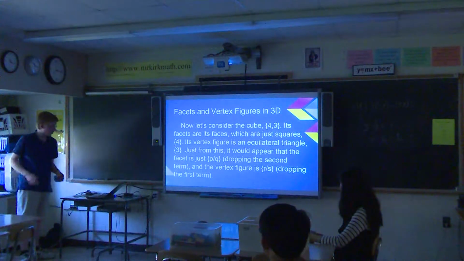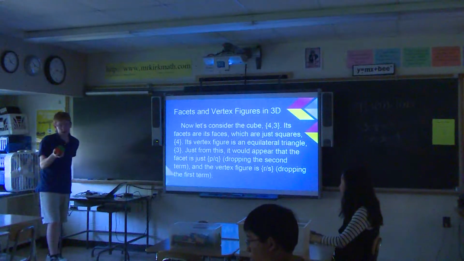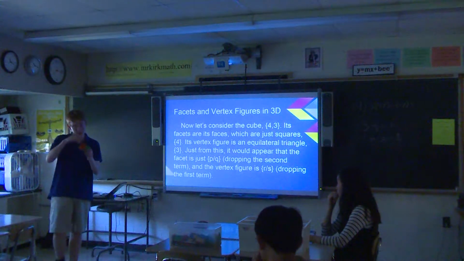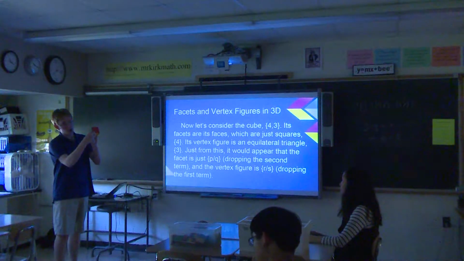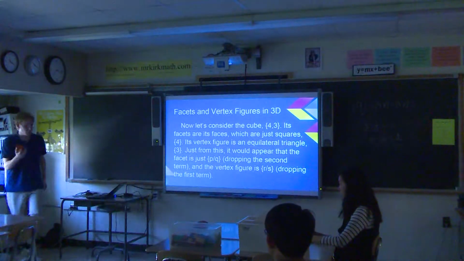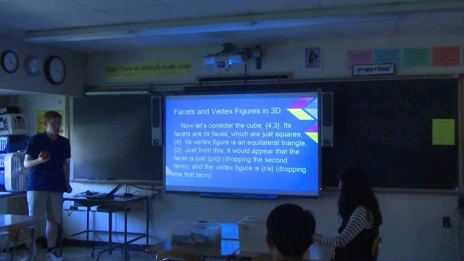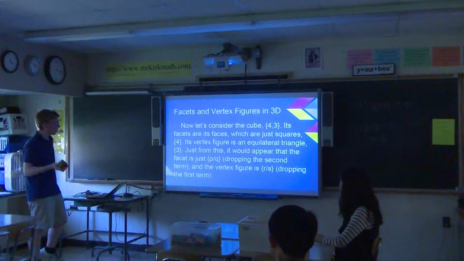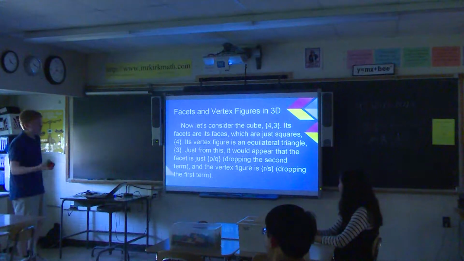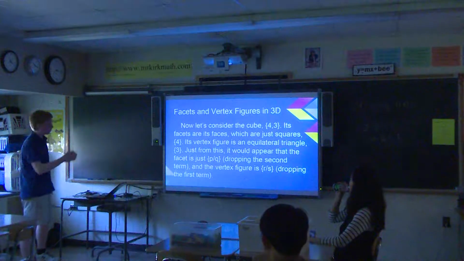So now let's look at the cube, this guy here. Its facets, again, are going to be its faces, just the squares. Its vertex figure, this one's a little bit harder to see, but its vertex figure is going to be an equilateral triangle. If you go down and cut out, you're going to get an equilateral triangle. So just from this example, it sort of looks like the facet is going to be P/Q, dropping the last term, and the vertex figure is R/S, dropping the first term. The facet is 4, the first term, and the vertex figure is 3, the second term.